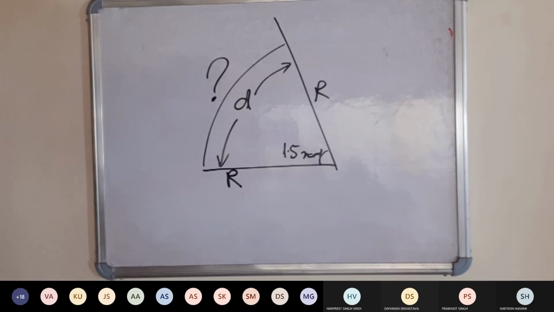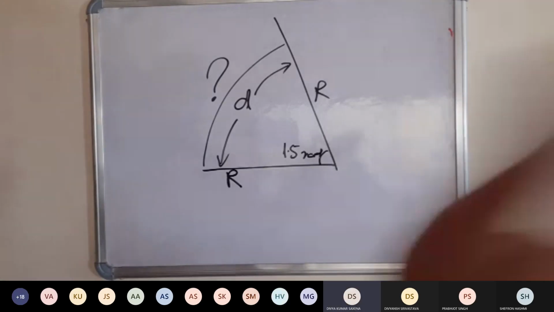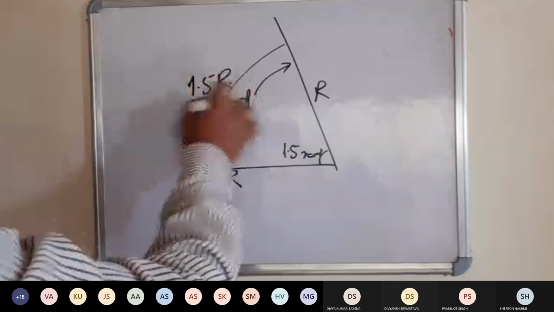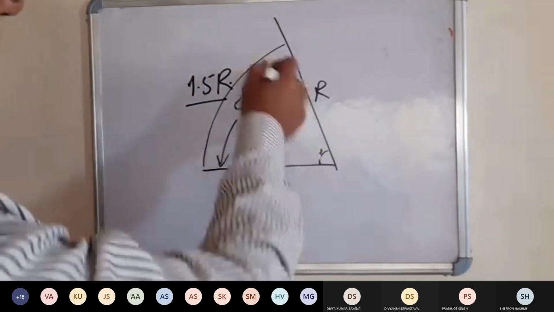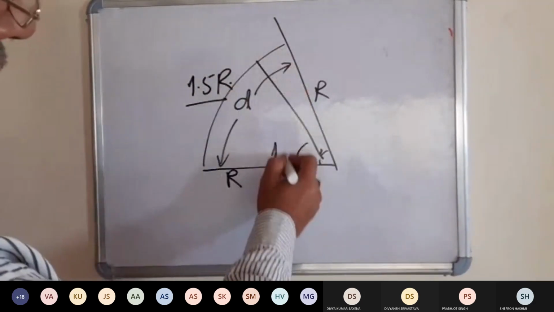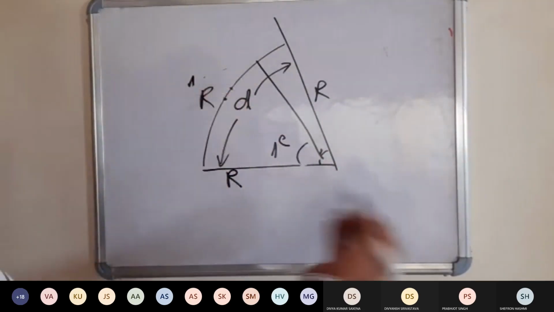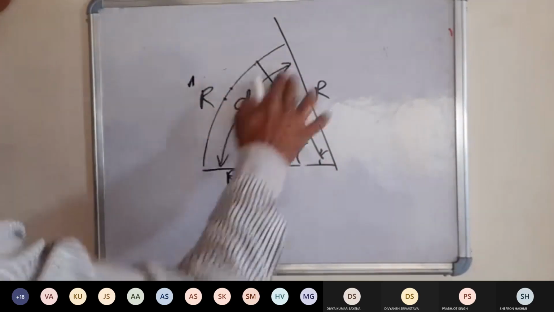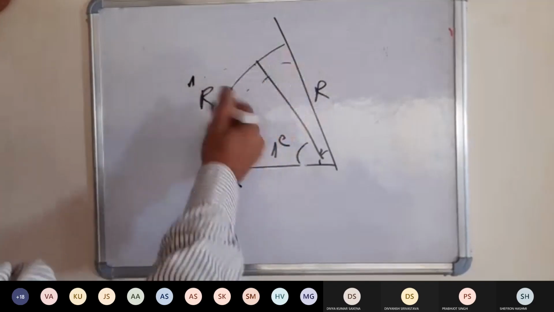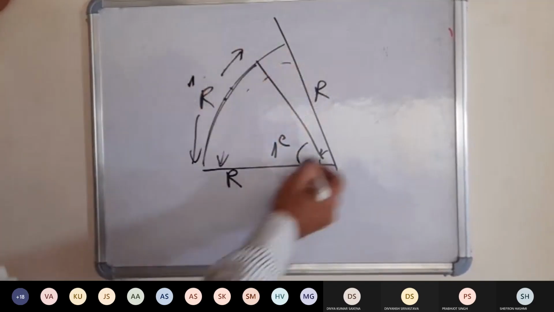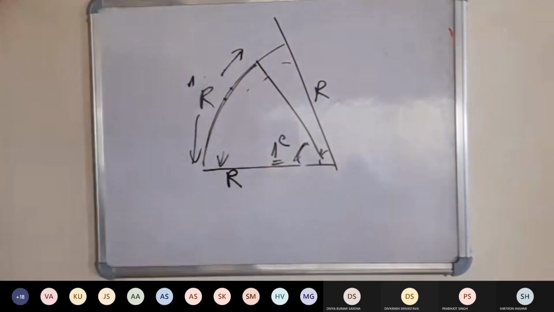Anyone? Quick. Don't waste time. 1.5 r square नहीं, बस 1.5 r. That's all. Because we know already that if the angle is 1 radian, then the distance is r. That means, if the arc is of length r, then the angle subtended is 1 radian. That is what we did yesterday, right?